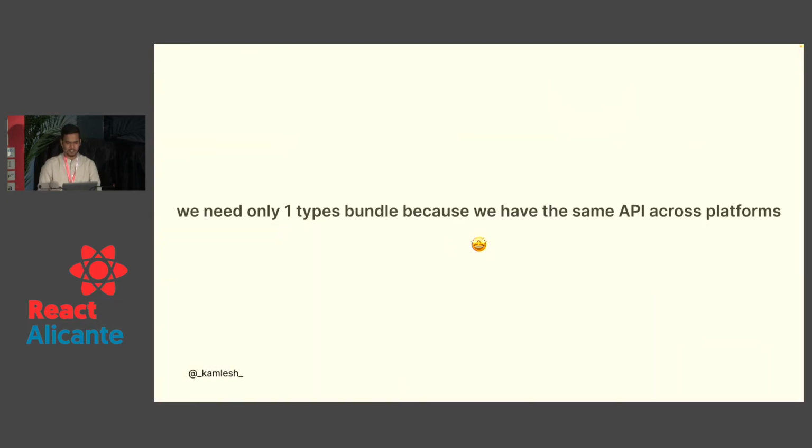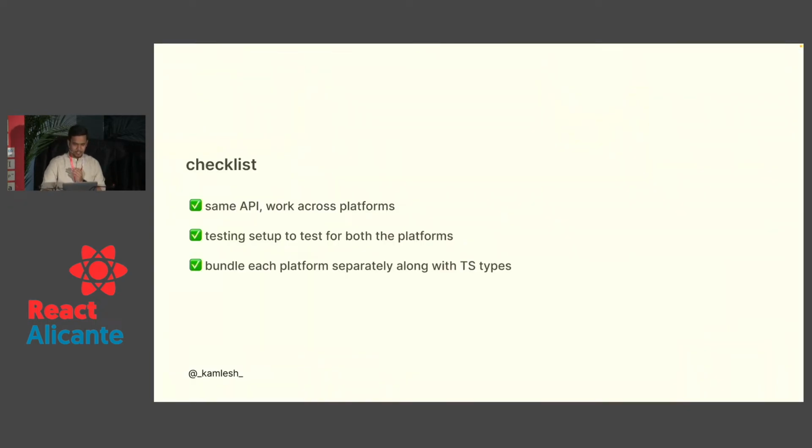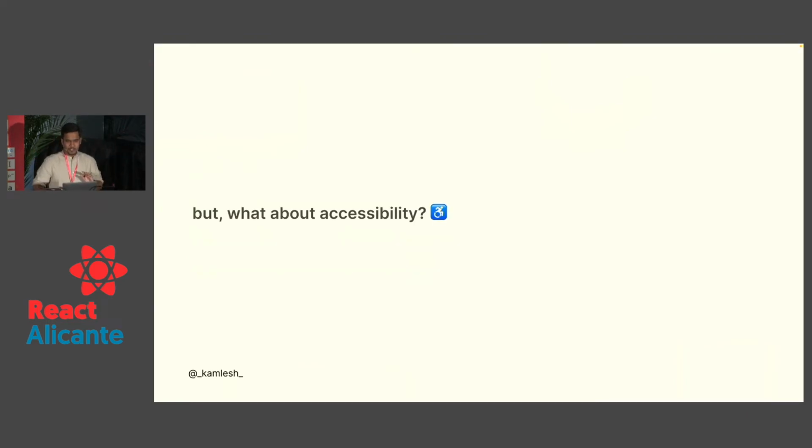Fine, let's come back. One thing that I want to highlight over here is that we need only one types bundle, because as I had mentioned, our API is common for both web and native, and that's how we have been proceeding. That's basically our first consideration, right? We need a common API. So our checklist: same API, work across platforms, testing setup to test for both the platforms, bundle each platform along with the TypeScript types. But wait, what about accessibility, right?